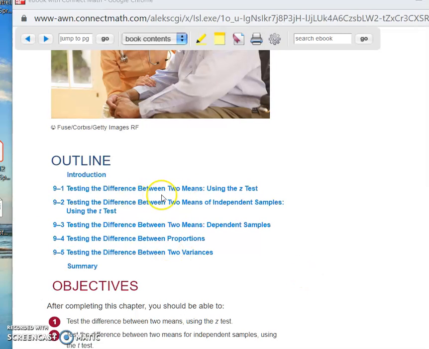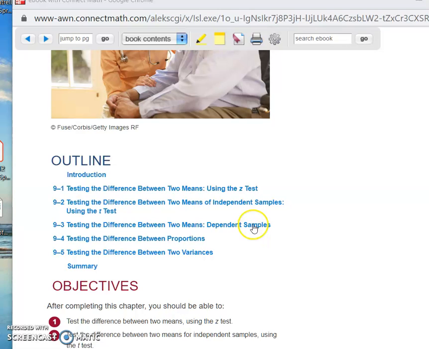Okay, so for the means, we have 3 sections, right? We have testing between the two means, the two sample means. We're going to use the z-test, we're going to use the t-test, and then we also have another one where we're going to use the t-test. So it's hard to keep these straight.